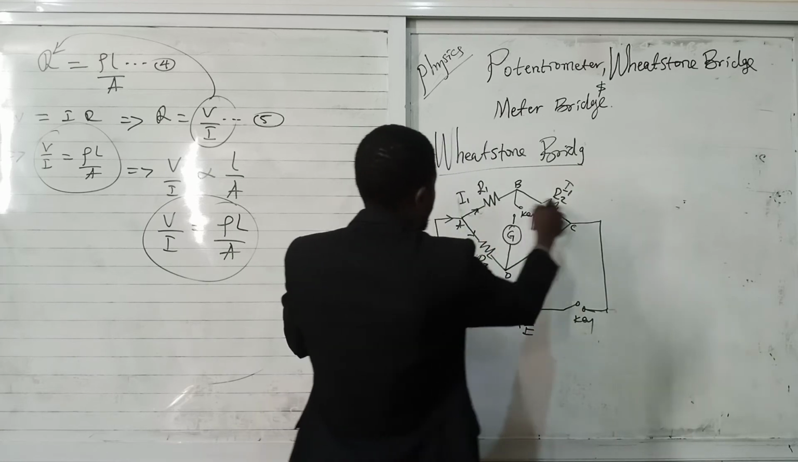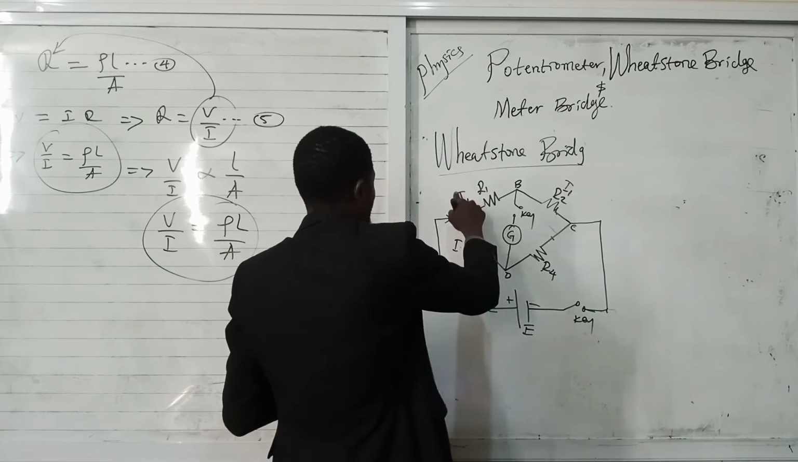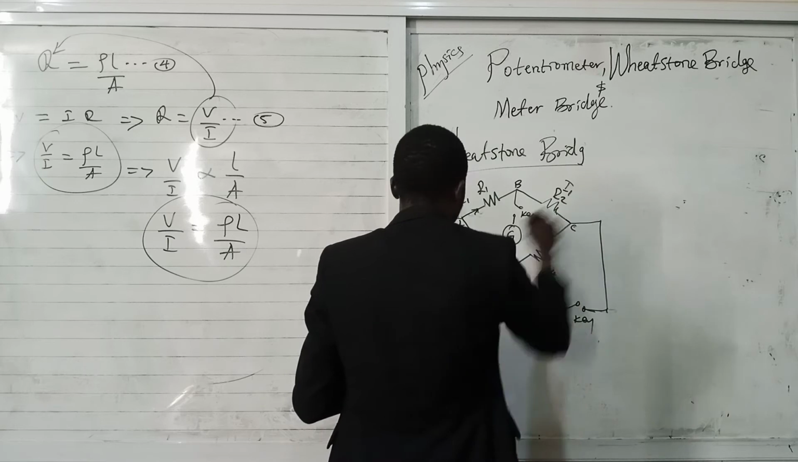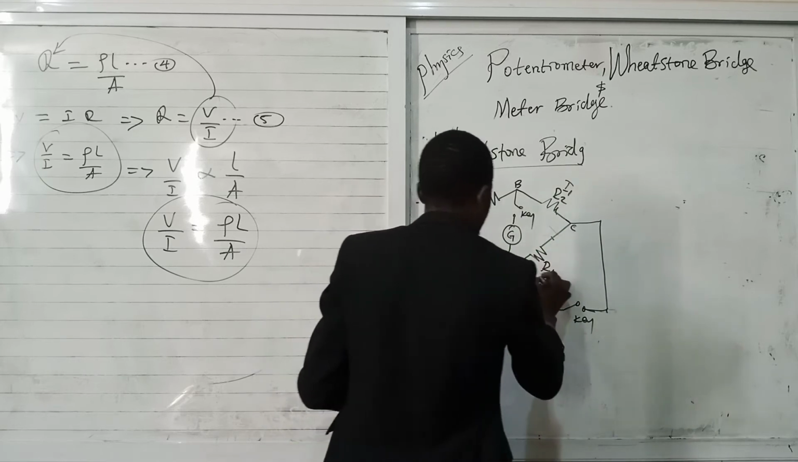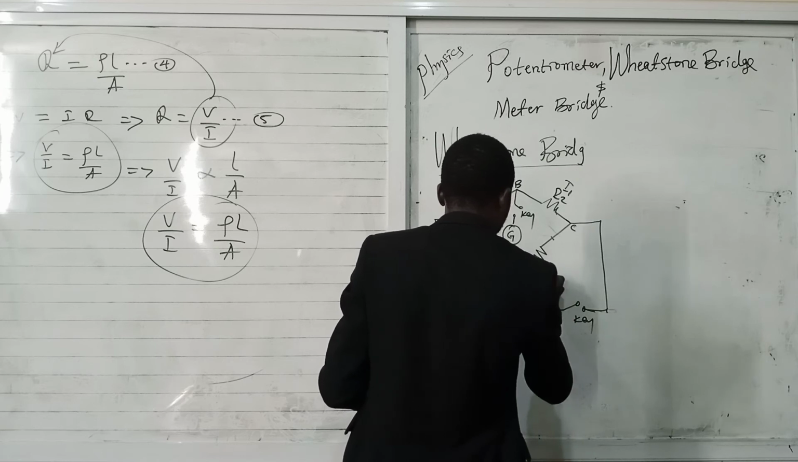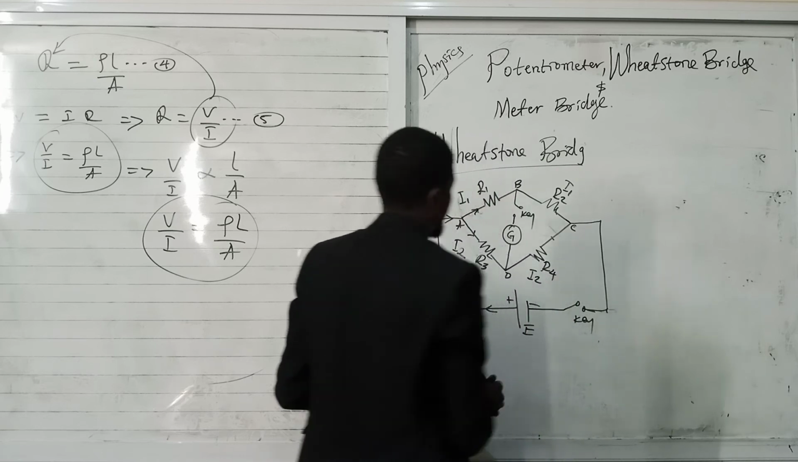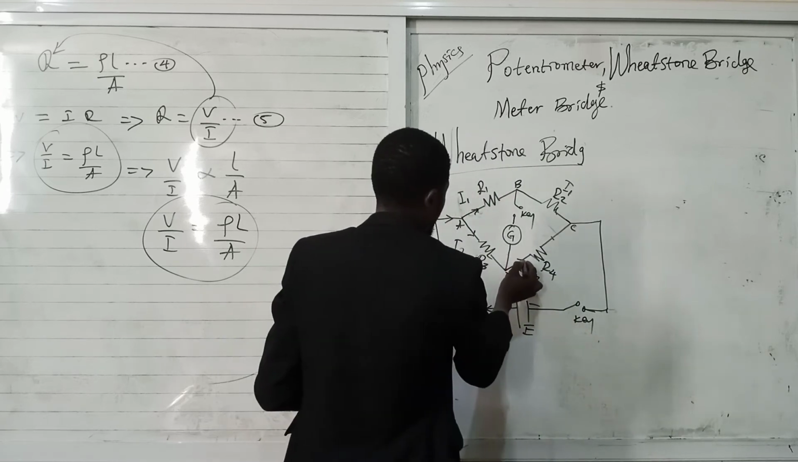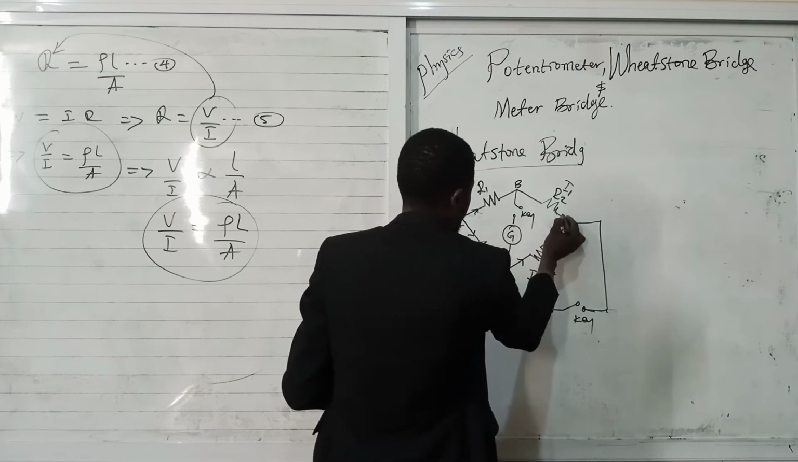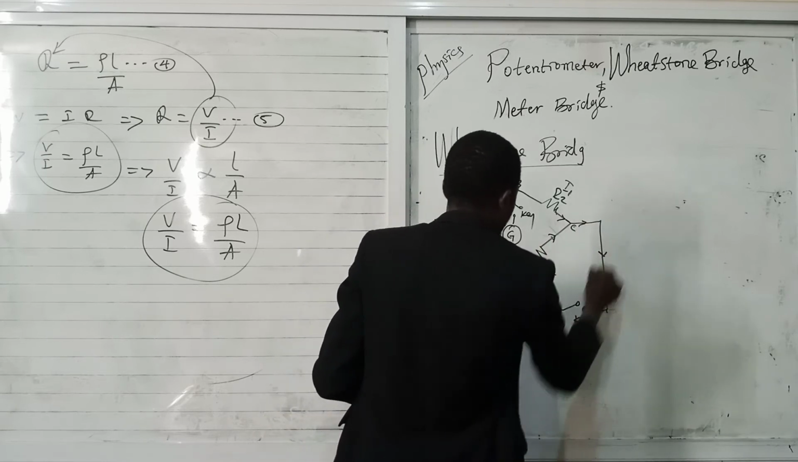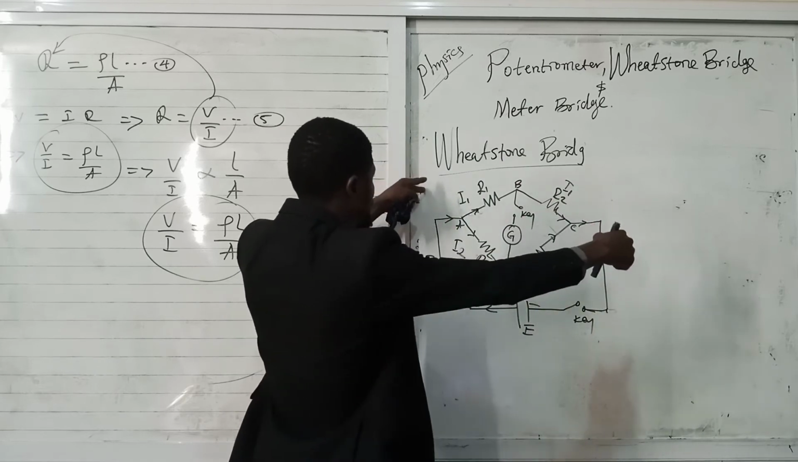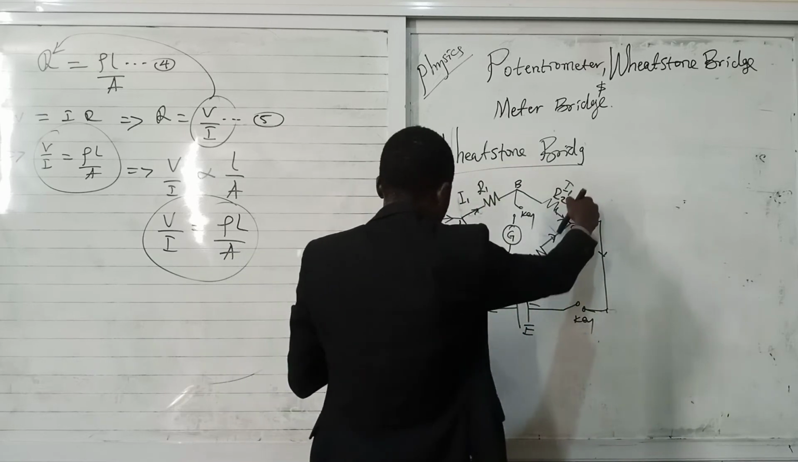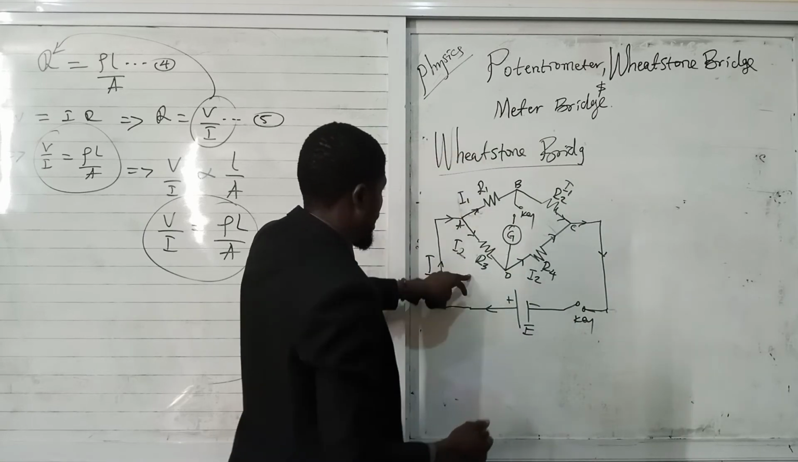Because this and this are in series, I1 will flow here and here. So here you have your I2. I2 will flow here, and I2 will also flow here. This is the direction of flow of the current. Now, when resistors are in series, they have the same current flowing through them. So this and this and this are the same. And this and this are in parallel.